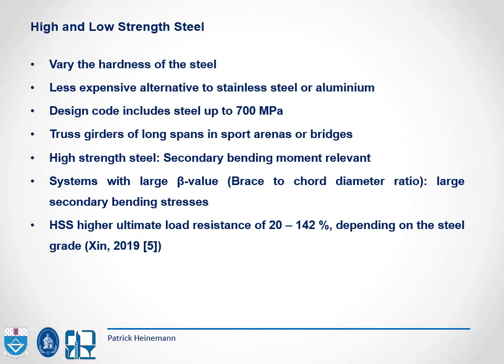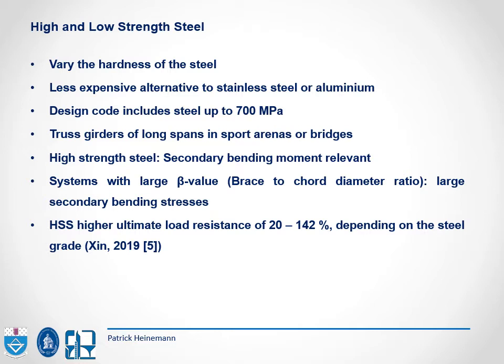The second material is high or low strength steel. The easiest method to change the material or to increase the stiffness is to vary the hardness of the steel. It is less expensive than stainless steel or aluminum, and the current design code includes steel up to 700 megapascal. Truss girders of long spans can be found, for example, in sport arenas or bridges, something like that.